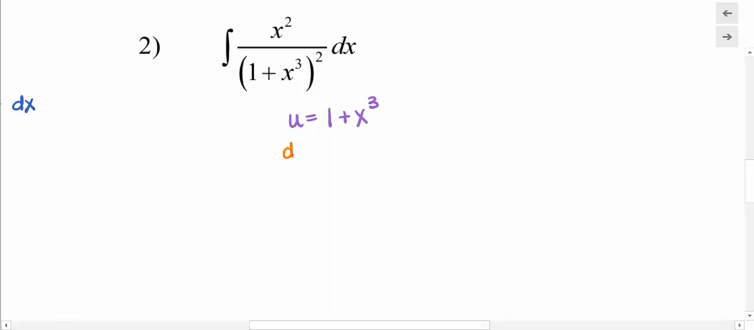So then we're going to find du. Remember, just du, not necessarily over or with respect to x here. We're doing it separately. So derivative of 1 with respect to x is 0, and derivative of x cubed would be 3x squared with respect to x. And again, just for beginnings here, I want you to solve for dx.